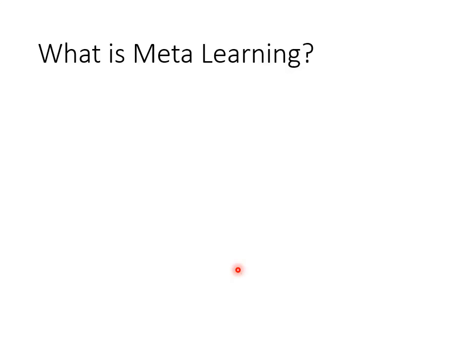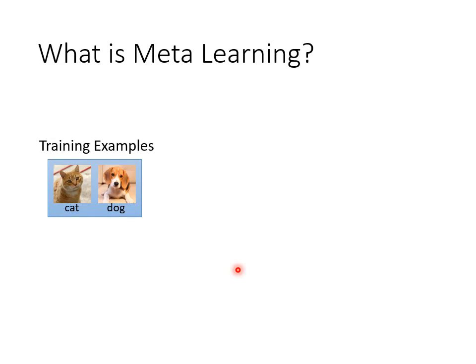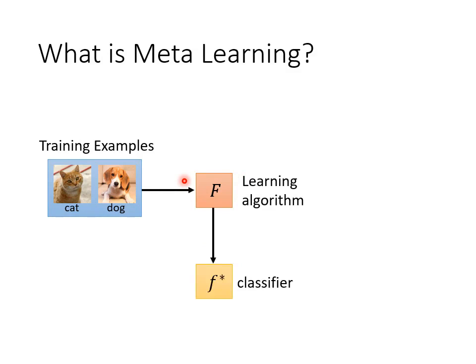So what is meta-learning? Machine learning can be simplified in this way. You can consider machine learning as we have a set of training examples. If you want to build a dog and cat classifier, you collect lots of training examples with their labels. Then you have a learning algorithm. The learning algorithm takes the training examples as input, and with some very smart learning algorithms, you obtain a classifier. You obtain a function, which is your classifier. Then the classifier takes an image as input, and outputs the classification result.